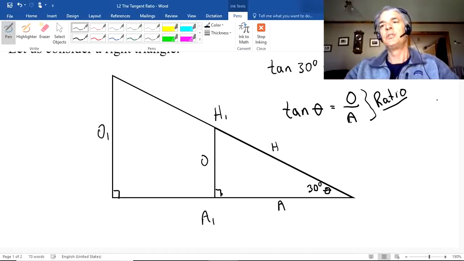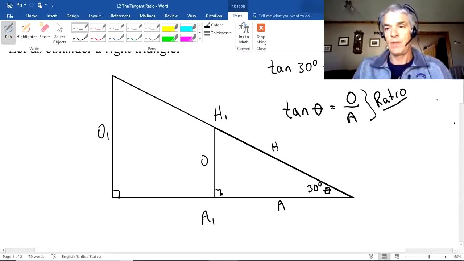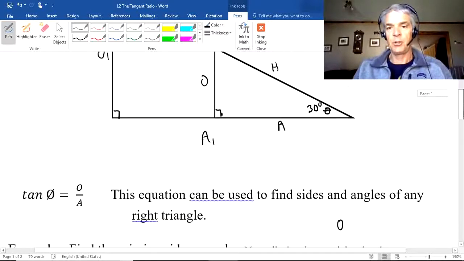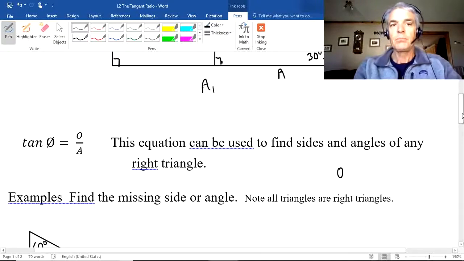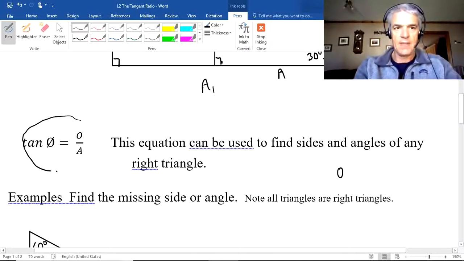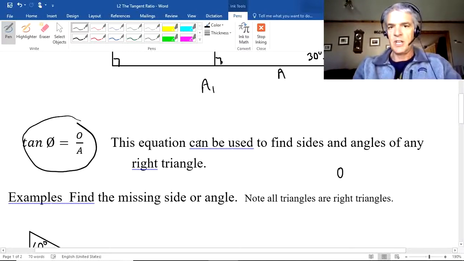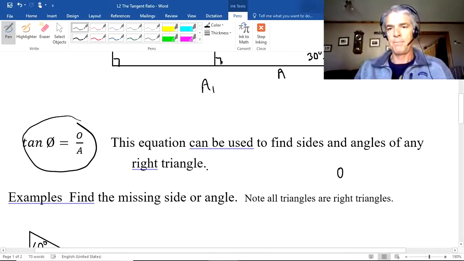And let's do some examples. As I do three different examples, you will sort of see how this works, and I'll show you different ways of doing this, okay? Find the missing side or angle. Note all triangles are right triangles, okay? And this is just me repeating what I said up there. There's the equation right here that we're going to use. The equation can be used to find sides and angles of any right triangle, okay?